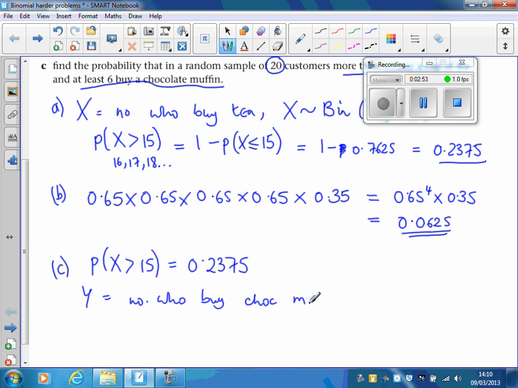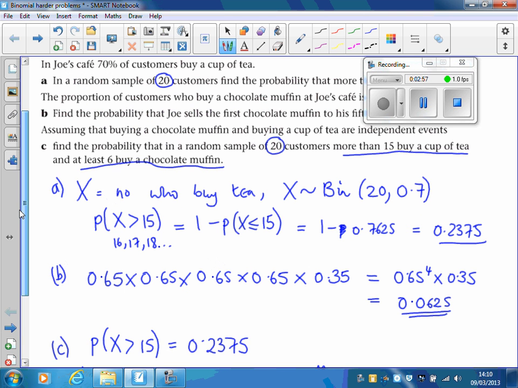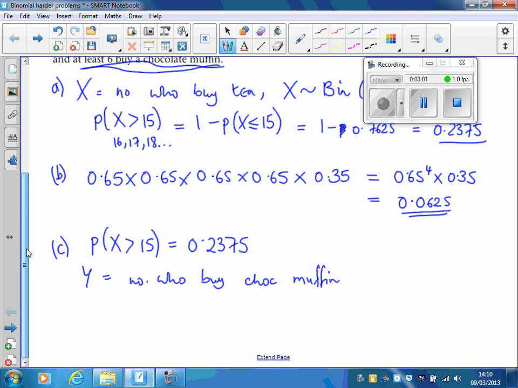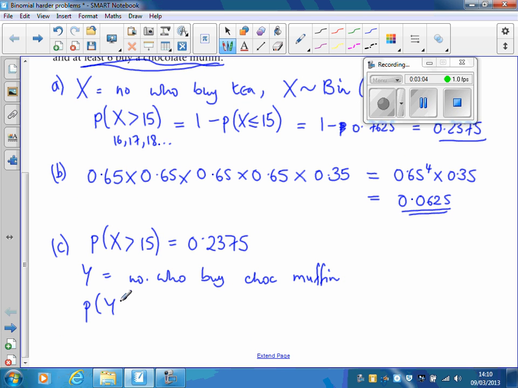And we need to work out, because this is what the question is asking us, and we'll worry about putting the two together in a minute, the probability that at least 6 buy a chocolate muffin. So we want the probability that Y at least 6 means greater than or equal to 6. In other words, 6, 7, 8, and so on. We're talking about 20 people, so Y has a binomial distribution, sorry, I forgot to write that, where n is 20, there are 20 customers. Probability of somebody buying a chocolate muffin is 0.35. We've already been told that.